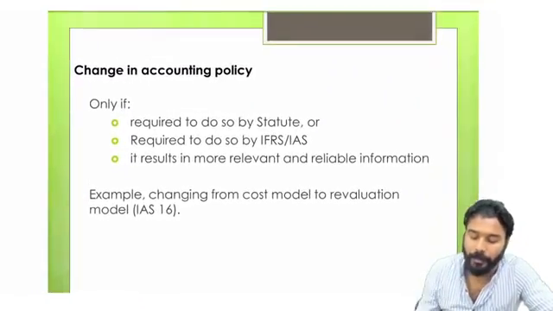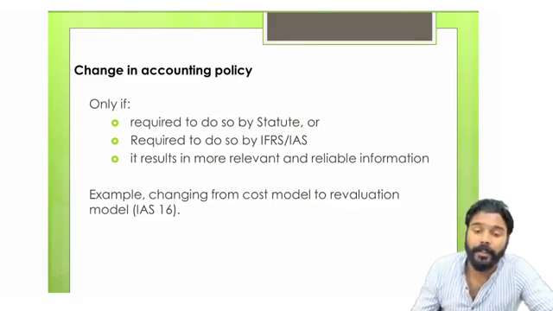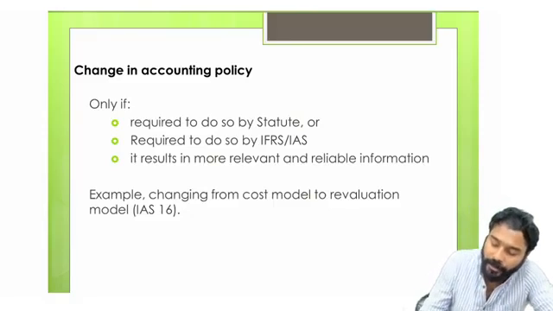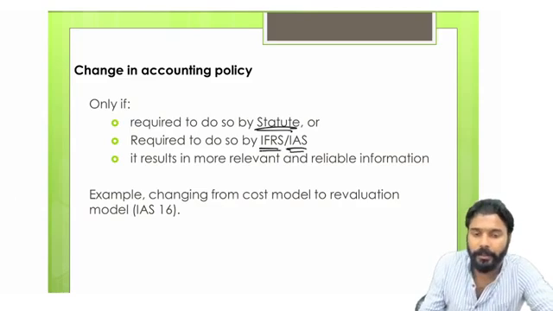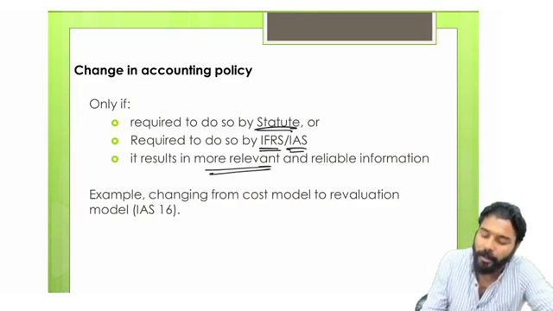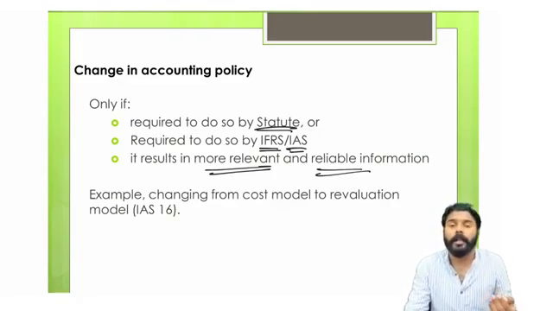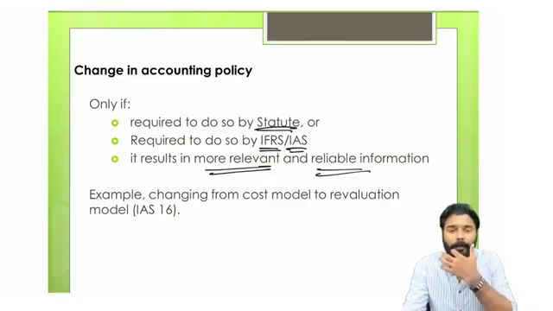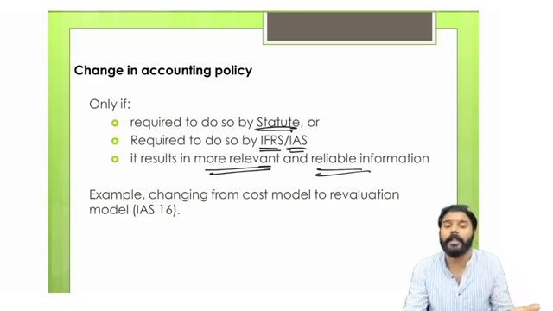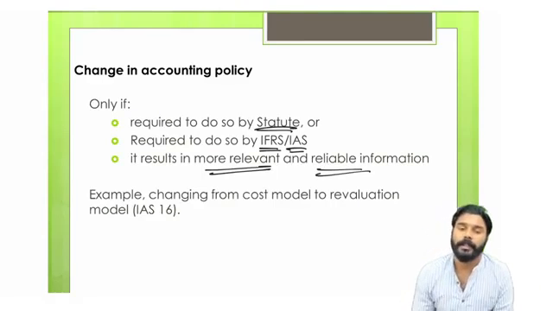Then change in accounting policy. So what are the situations in which we can actually change the accounting policy? We can only change it if it is required by statute, that is by law, or as required by IFRS or IAS, or if it is presenting better, more relevant and reliable information. If we are able to convince the auditor that by changing this accounting policy, the way it is presented in the financial statements will give better and more reliable information, in that scenario, we can change the accounting policy. So these are the three situations in which we can change the accounting policy.